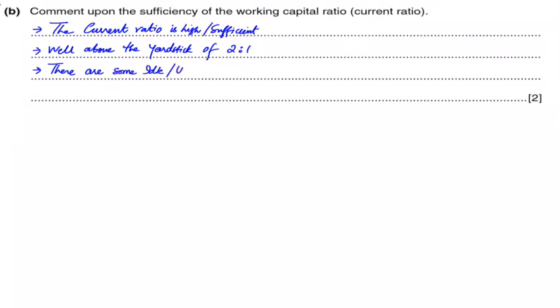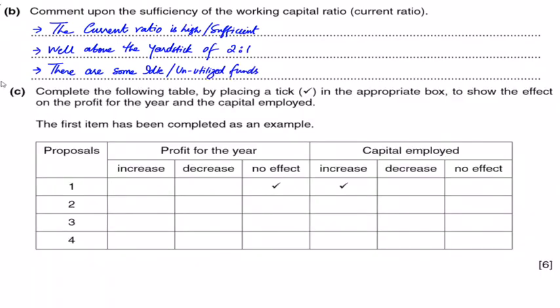Then there are some idle funds or unutilized funds, because it's more than 3, so therefore we are writing in the comment that some of the funds are underutilized. Now as you can see in the next part, that is the C part, I'm reading the question: Lai Yee is considering ways in which she might improve her ROC. Basically what we want is to improve our return on capital employed. We have suggested 4 proposals so as to improve our ROC. We need to comment on whether these proposals would increase, decrease, or have no effect on our profit, and similarly for the capital employed.